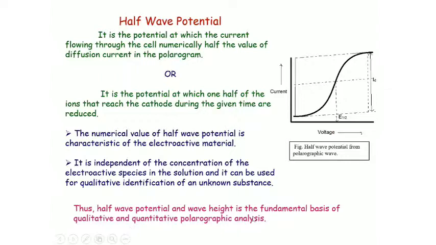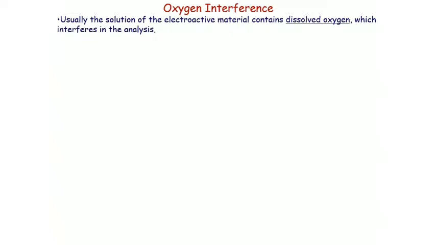The next point is oxygen interference. Generally a short note is asked on this point. We know that nitrogen gas is used before the measurement to expel the dissolved oxygen present in the solution. Why is dissolved oxygen removed? Because when present in the solution, it also gets reduced along with the electroactive species and causes some error during the measurement. So it is necessary to remove that oxygen before the measurement.